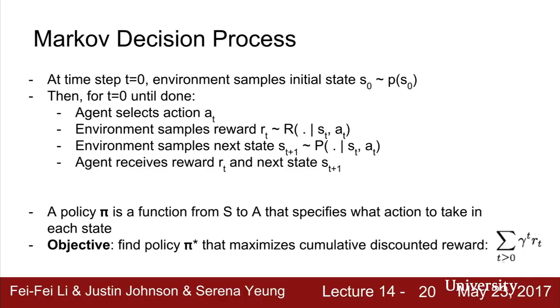Now based on this, we can define a policy pi, which is a function from your states to your actions that specifies what action to take in each state. This can be either deterministic or stochastic. Our objective now is going to be to find your optimal policy pi star that maximizes your cumulative discounted reward. We can see here we have our sum of future rewards, which can also be discounted by your discount factor.